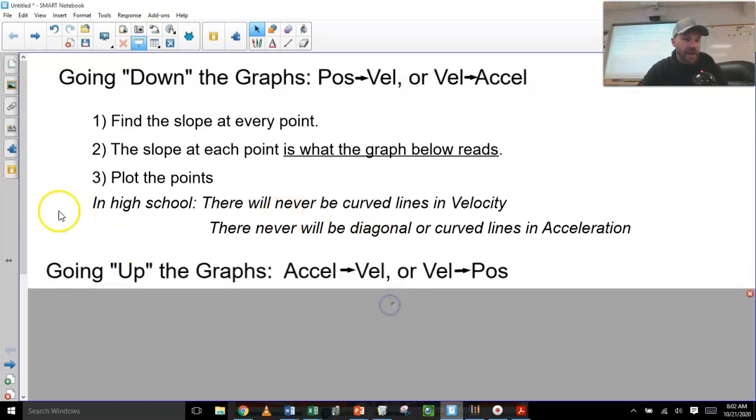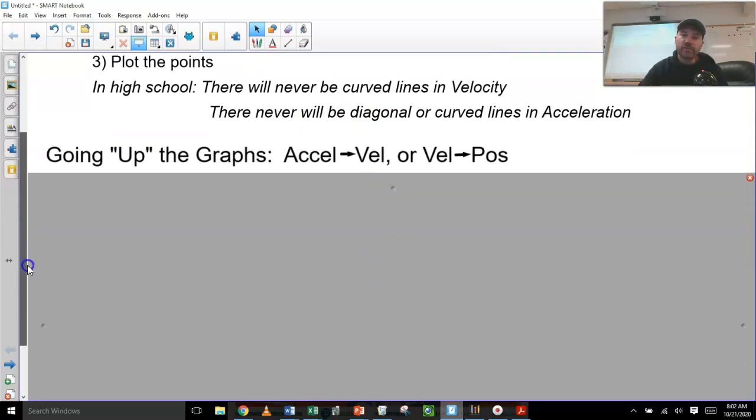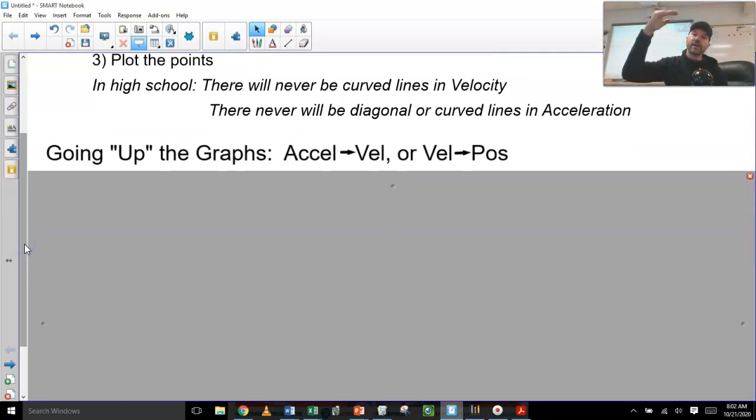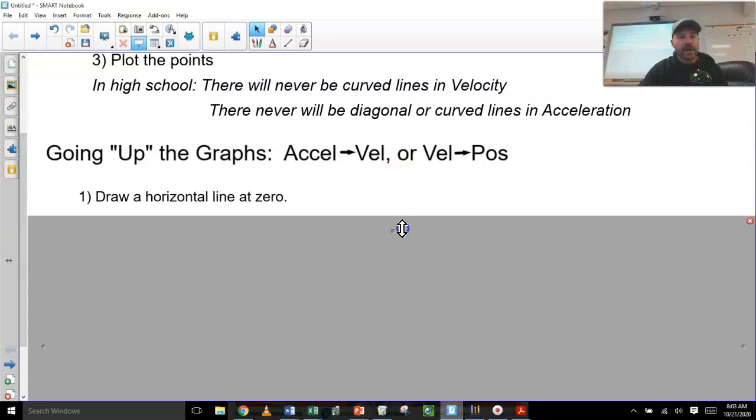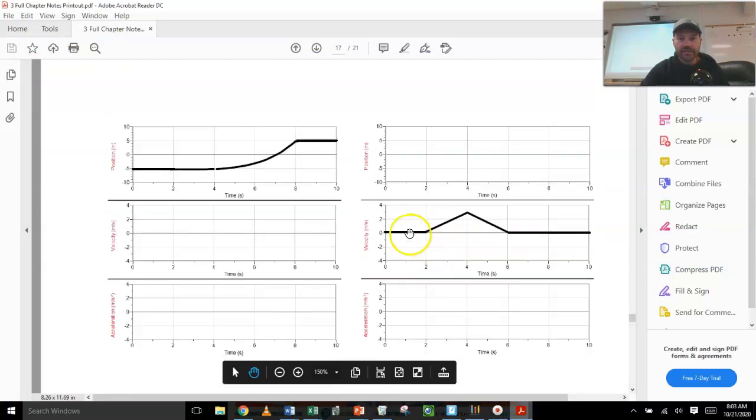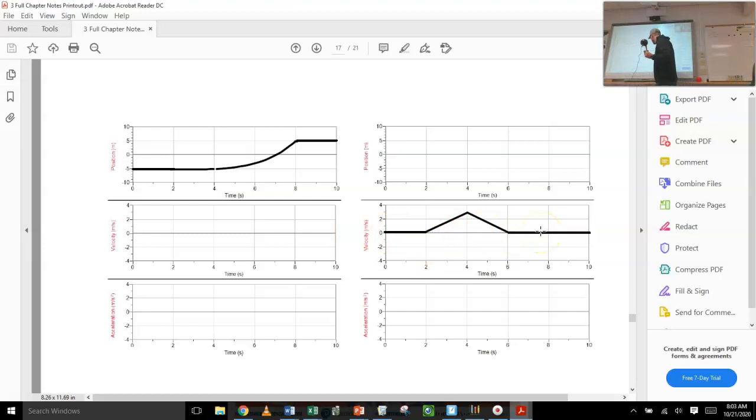Now, going up the graph. When you go from an acceleration versus time up to velocity, or if you go from velocity up to your position versus time, the first thing that you're going to do, I like to draw a horizontal line at 0. And let me show you what I mean. So I'm going to go back here. Let's do this one right here. I'm going to draw a horizontal line right at 0.